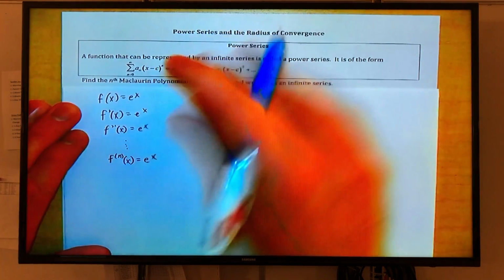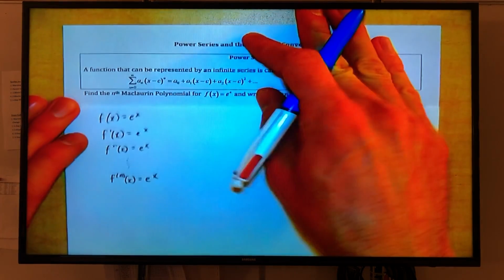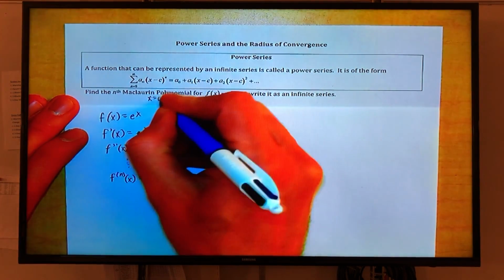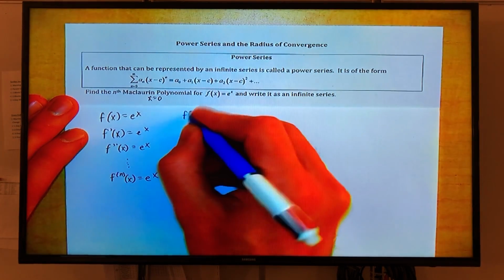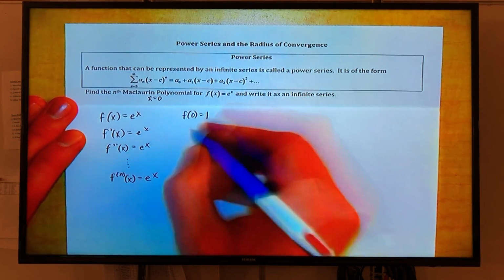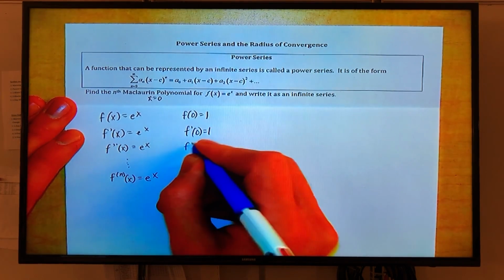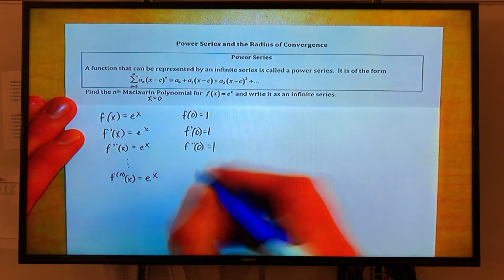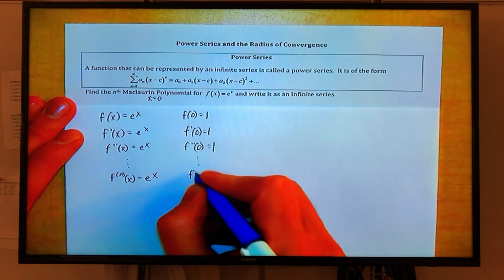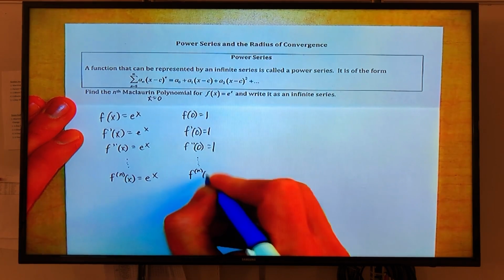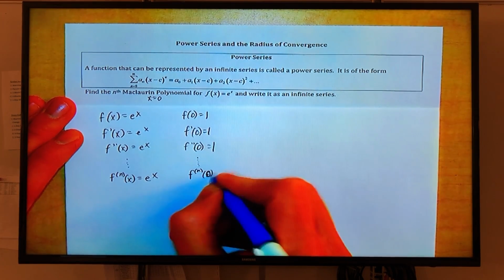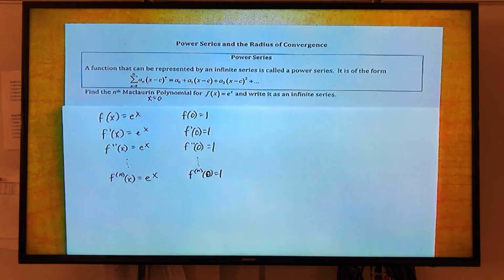Now, what I'm going to do is plug in 0, and why 0? Because it's a Maclaurin polynomial. Maclaurin polynomials are centered at x equals 0. So f of 0 is 1, and f prime of 0 is 1, and f double prime of 0 is 1, and the nth derivative, when I plug in a 0, is 1. And we're doing that just to establish a pattern.